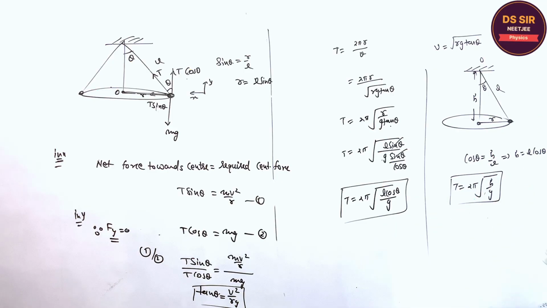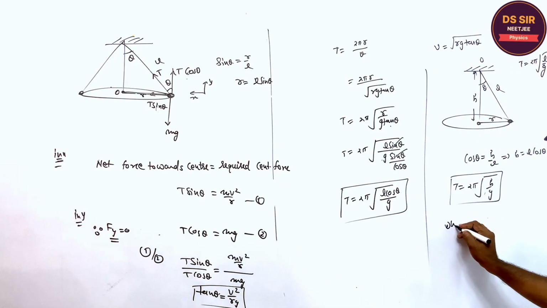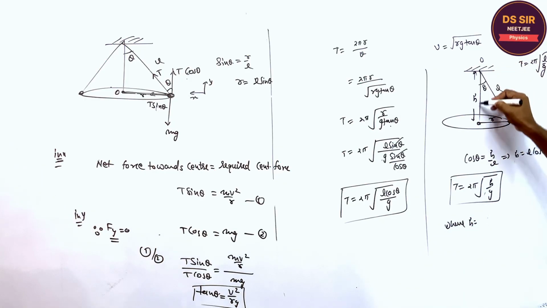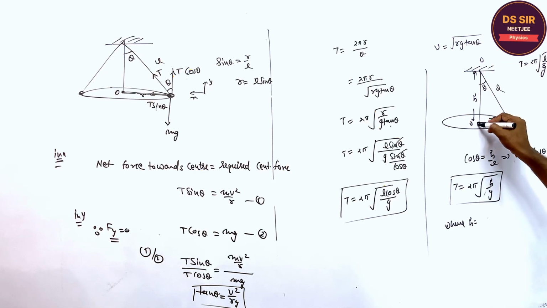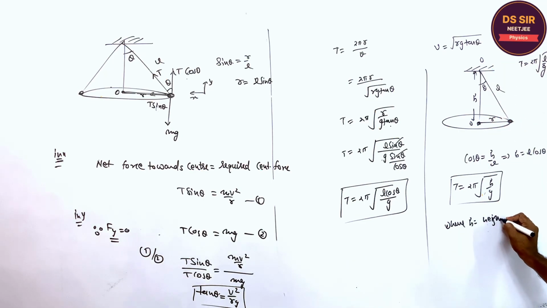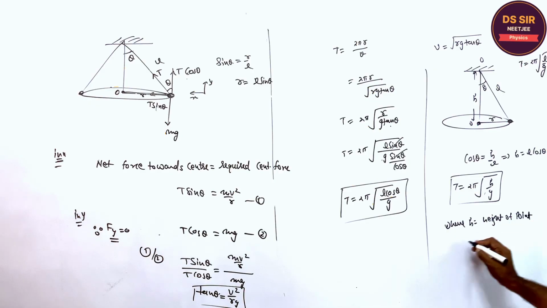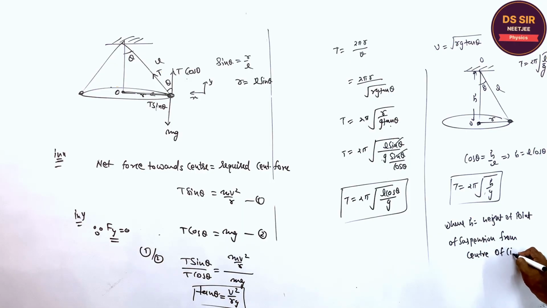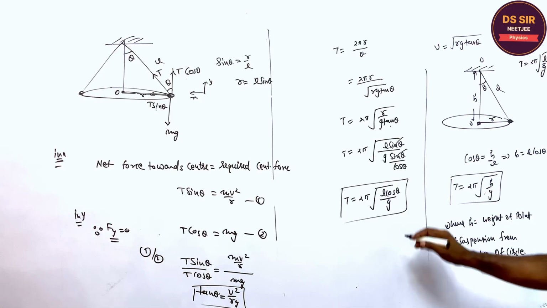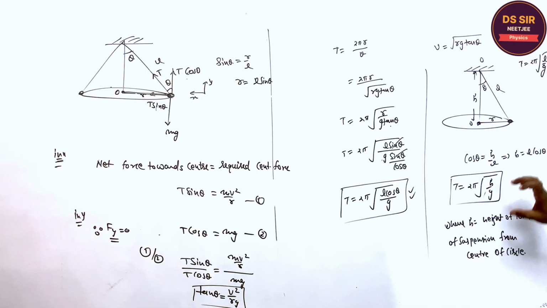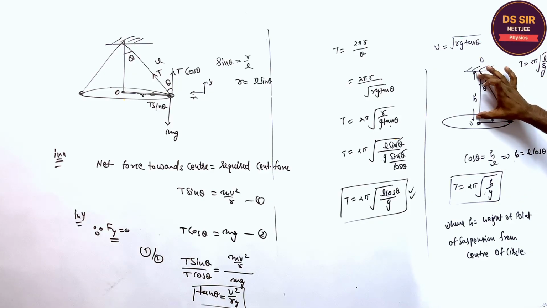Now it becomes simple. It is very similar to the time period of a simple pendulum, T is equal to 2 pi root L upon g. Where what is h? h is the height of the point of suspension from the center of the circle. So now it becomes easy to understand and remember. Although this formula is also given in many books, sometimes they give h directly, so you may remember this. Is it clear?